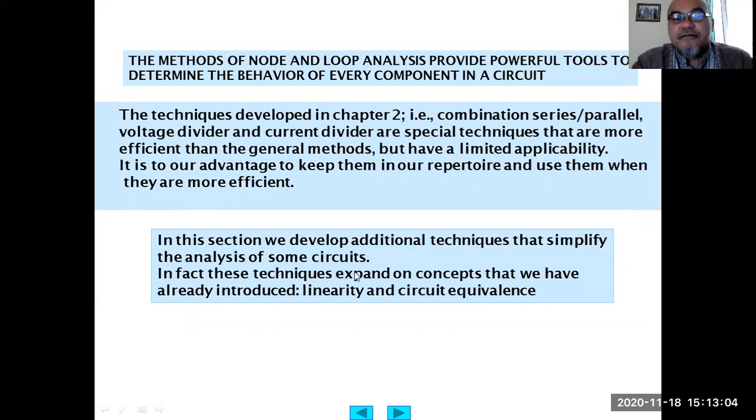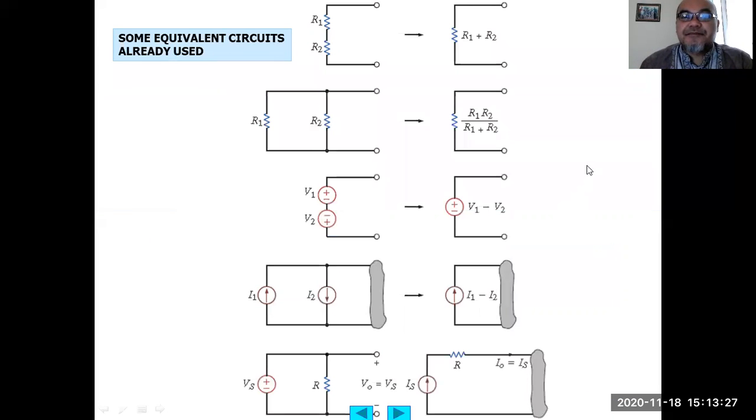Then we learn about loop analysis and node analysis for more complex circuits with more nodes and more branches. So in this section, we have developed additional techniques to simplify the analysis of some circuits. In fact, these techniques expand on concepts that we have already introduced, which are linearity and circuit equivalence.